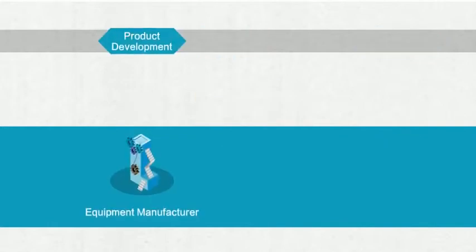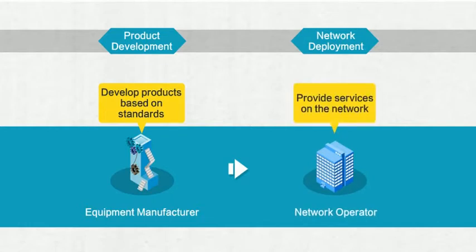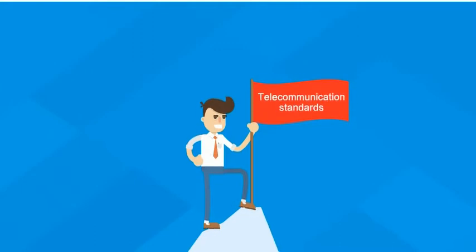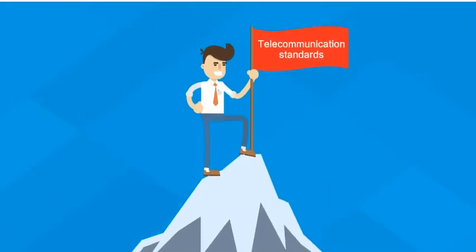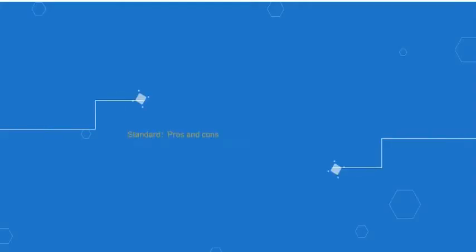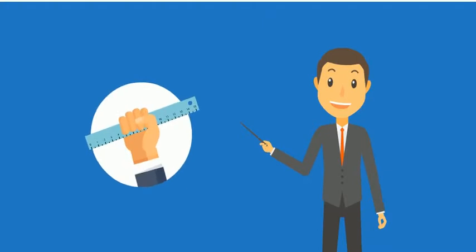After that, each equipment vendor can develop corresponding products based on standards and sell their products to the network operators for deployment and to provide communications services. Communications technology standards define the industry. Whoever controls the standards controls the industry. Now we know why communications networks need standards and why these standards are so important.